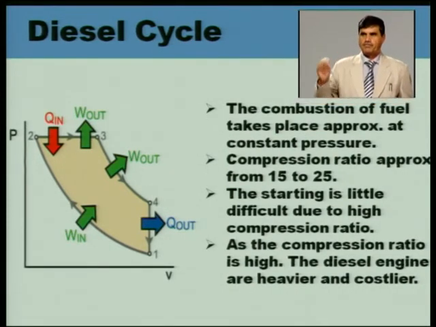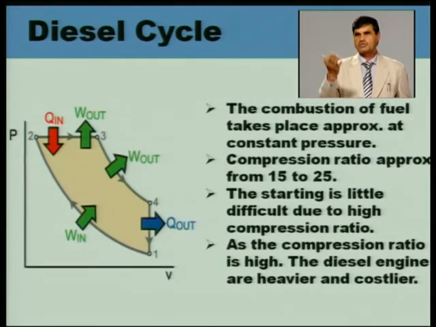Combustion of fuel in the case of diesel is at constant pressure, roughly as I have shown you. In the case of the Otto cycle, it is at constant volume. Compression ratio ranges from 15 to 25. We are observing high compression ratios in diesels. Here starting is difficult because compression ratios are more. We have to compress up to the high pressure by an external source.